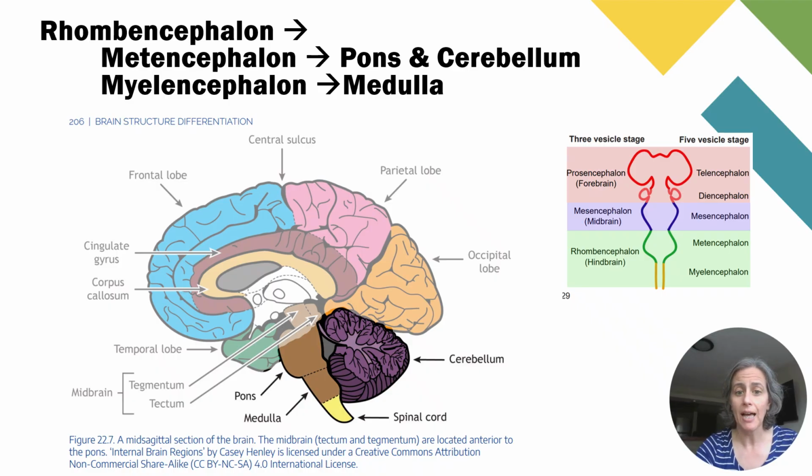The rhombencephalon, the hindbrain, you can think of this as the most primitive part of the brain. So these are things that are absolutely crucial for life support, which is why medulla oblongata, of course, is my favorite part of the brain because it keeps me breathing. Pons, which is a really important relay station, and cerebellum all came from the rhombencephalon.